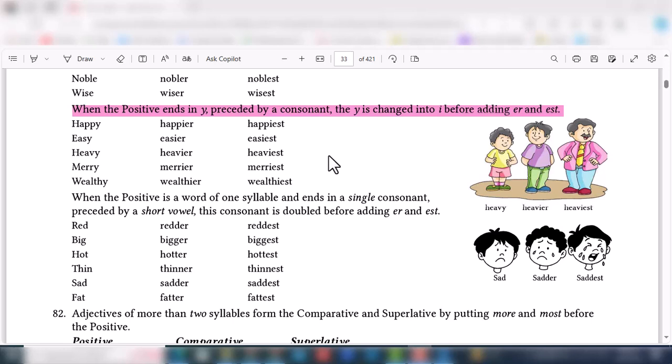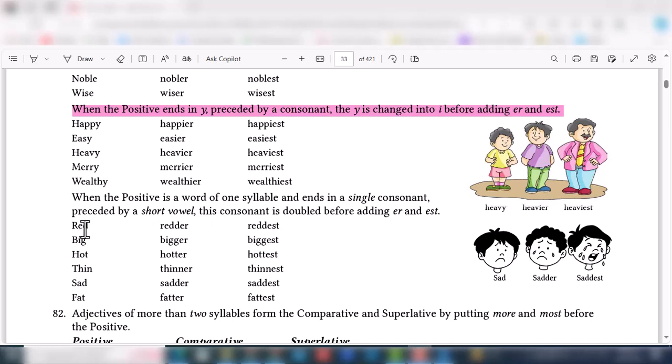For example, happy: we just replace the y with i and then add er and est. For example, happy, happier and happiest; easy, easier and easiest; heavy, heavier and heaviest. We just change the y into i and then add er and est. When the positive word has one syllable and ends in a single consonant preceded by a short vowel, this consonant is doubled before adding er and est.